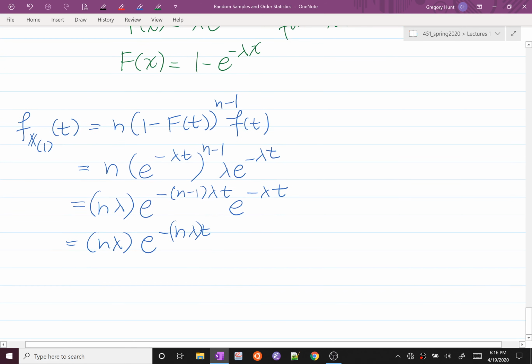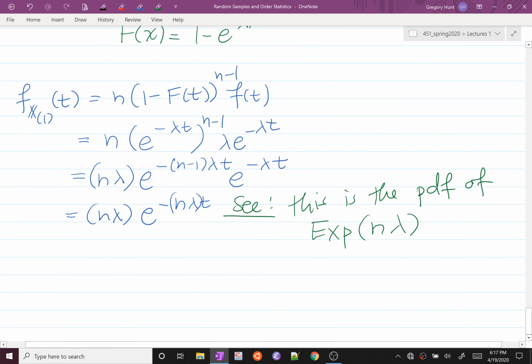So if I group things this way, what we see is that this is the PDF of a different exponential, of an exponential where instead of having parameter lambda, it has parameter n lambda. So the story is that the minimum of exponentials is exponential again, but instead of having parameter lambda, it has parameter n lambda. So that's really nice. And I've chosen this example with exponentials because it is very nice. In general, we don't necessarily get a distribution we know.